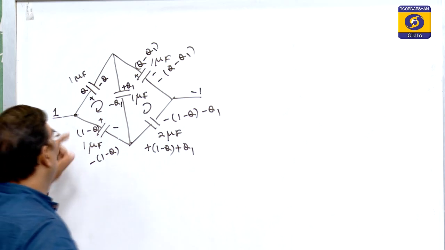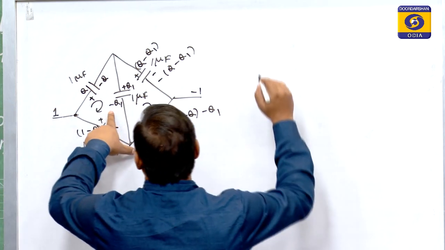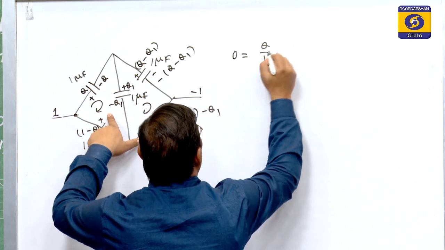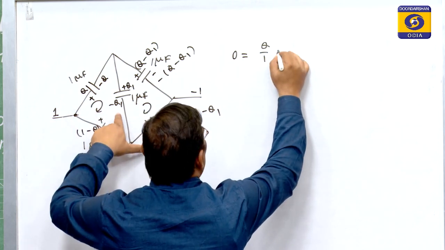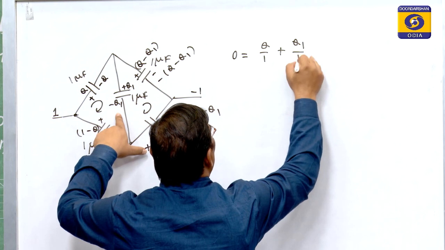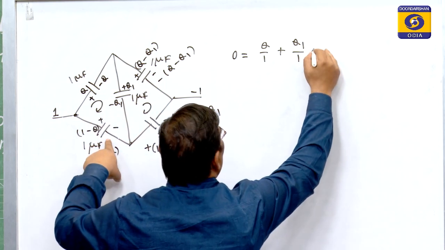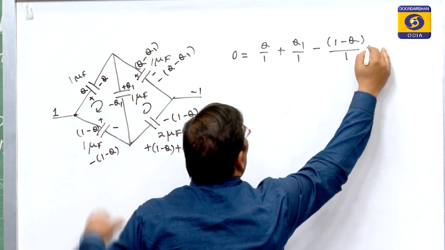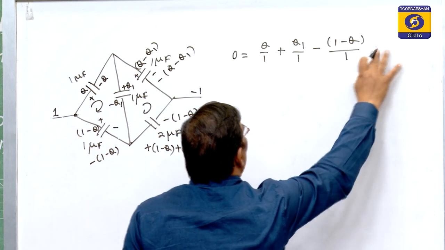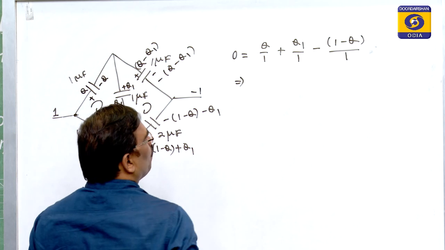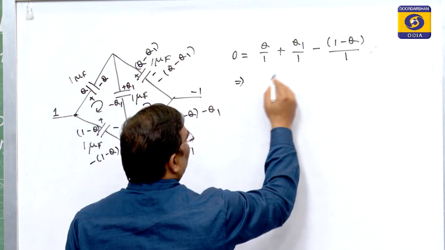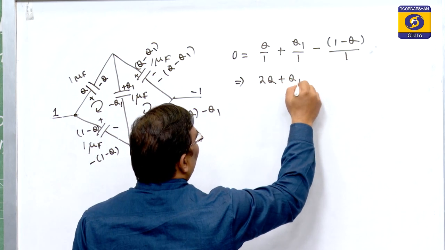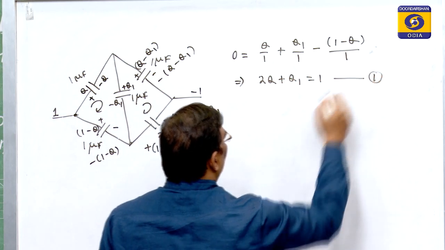And in the first network, if I use Kirchhoff's law, it is 0 equal to Q divided by 1 plus Q1 divided by 1 minus (1 minus Q) divided by 1 equal to 0. So, this will give me 2Q plus Q1 equal to 1. This is my equation number 1.